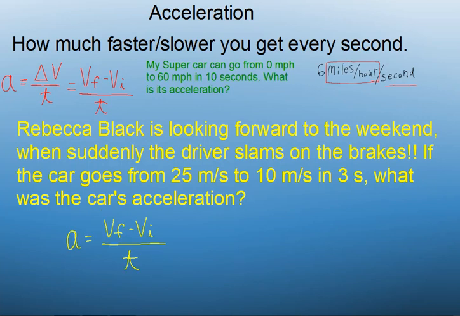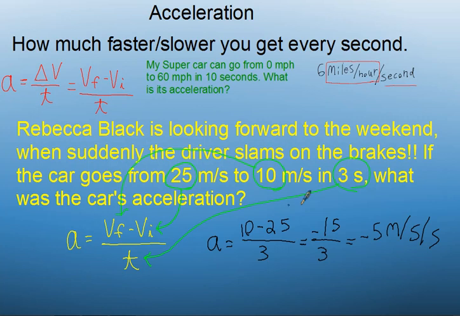Now the formula that you've got at the corner of the screen over here is acceleration is final velocity minus initial velocity divided by time. And we can actually pull all three of these things out of the problem. So grabbing all the values from the problem and just throwing them in there, you got 10 minus 25 over 3, which gives you minus 15 over 3, and you end up with a final answer of minus 5 meters per second per second.